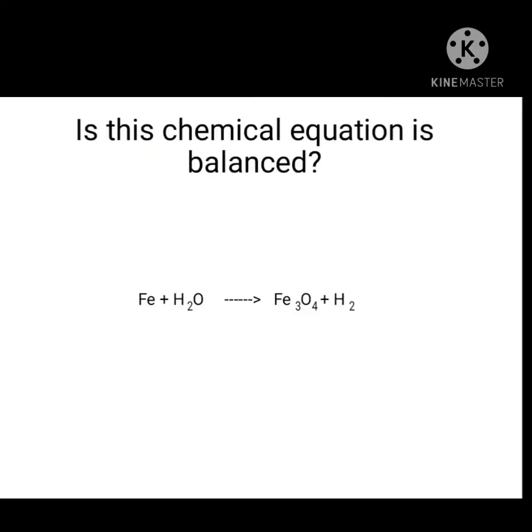Let's recall what we learned in our previous class. In our previous class we learned about chemical reactions and also studied how to formulate a chemical equation. Today we are going to study balancing of chemical equations.